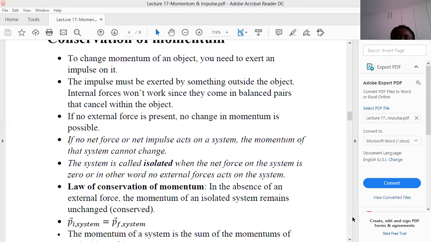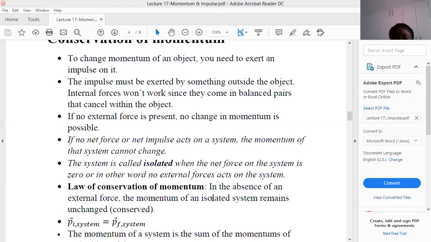Okay, so if the system is a closed system, then no impulses or external forces are acting on the system, and by the law of conservation, the momentum of that system is conserved, which means that the initial momentum and the final momentum are equal. Remember that momentum is a vector.